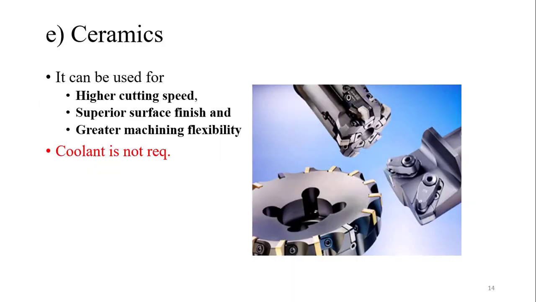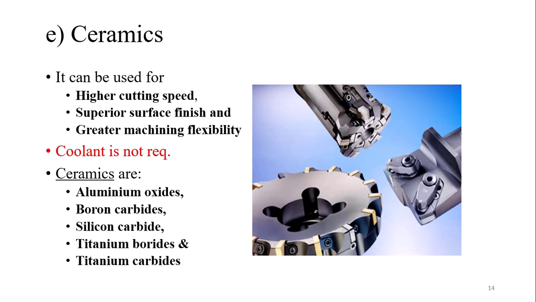Then there are ceramics. As we are moving up, the hardness of the tool is going to increase. It can be used for higher cutting speeds, higher MRR, superior surface finish and greater machining flexibility. Even it can work in dry conditions. It doesn't require any kind of coolant. You can see there are ceramic tips on this side, and over here. These ceramic tips are all that is required, and the tip is locked over here.